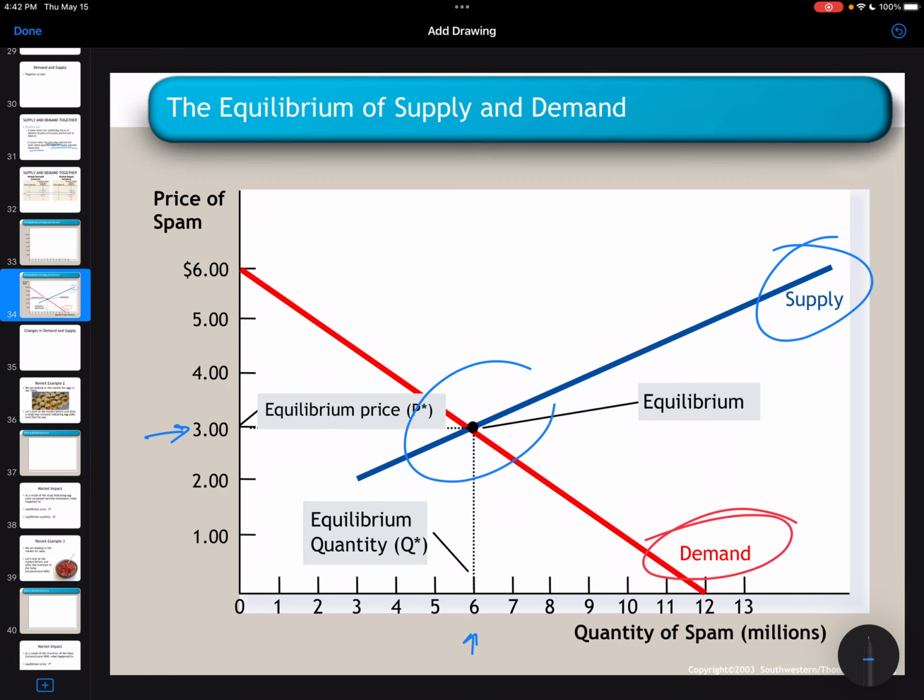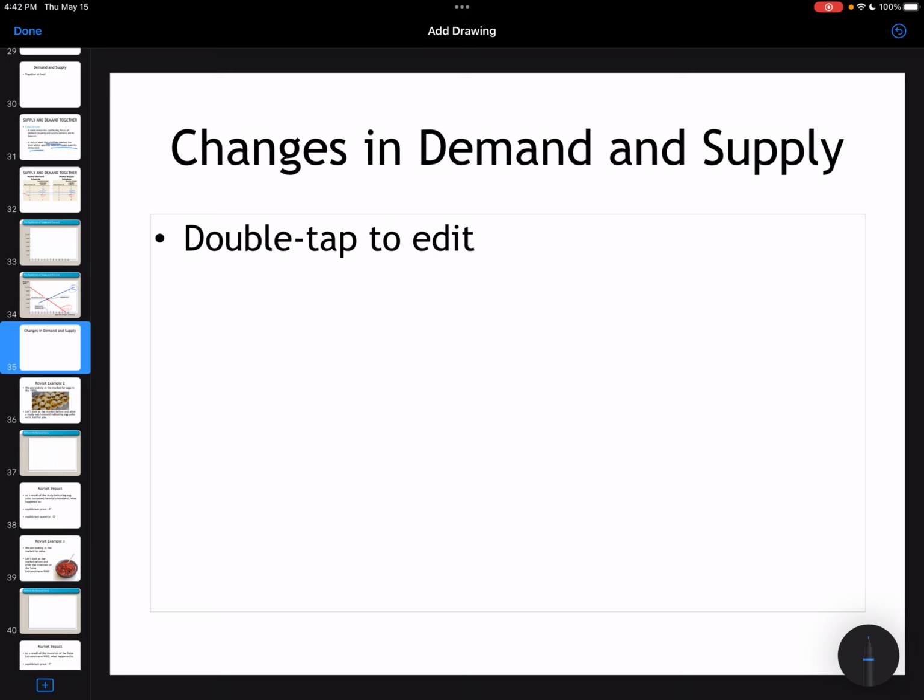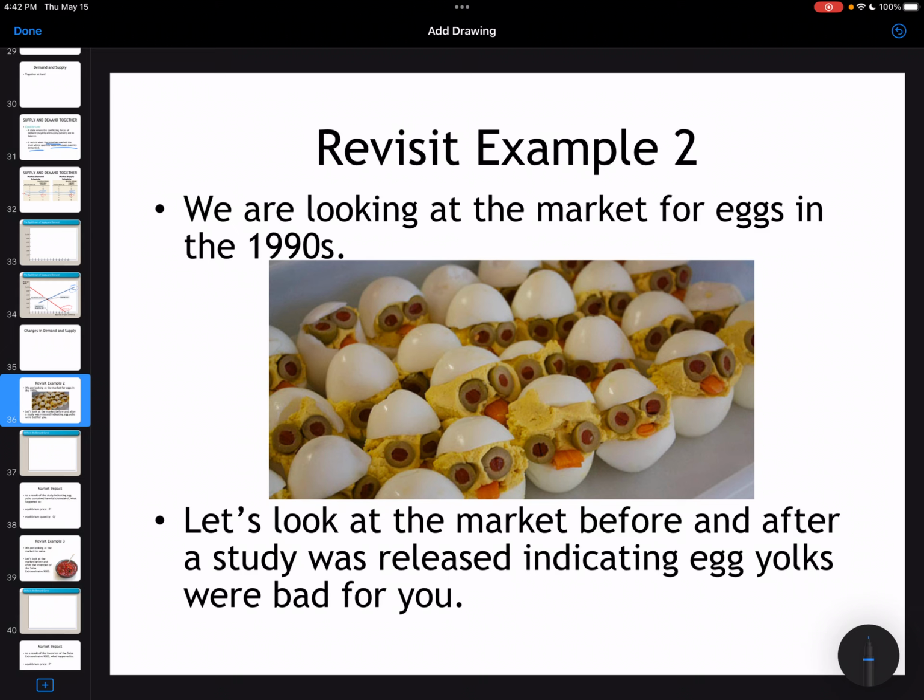So now that we've put everything together, let's go back and do two example problems, the ones we've already done, right? So let's go back and revisit the egg example. So we did this before. We were looking at demand. This took place back in the 90s, right? This is where that study came out and freaked everybody out, and everybody stopped buying eggs.